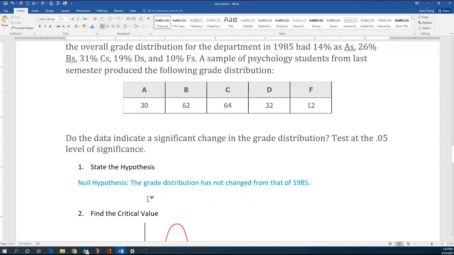So now let's talk about that critical value real quick. Okay, so again, in order to do this, I need to find my degrees of freedom, which is again my categories minus 1. So since I'm talking about grades, I have 5 categories. So that's going to be 5 minus 1. And again, for this, we're going to go ahead and do an alpha of 0.05.